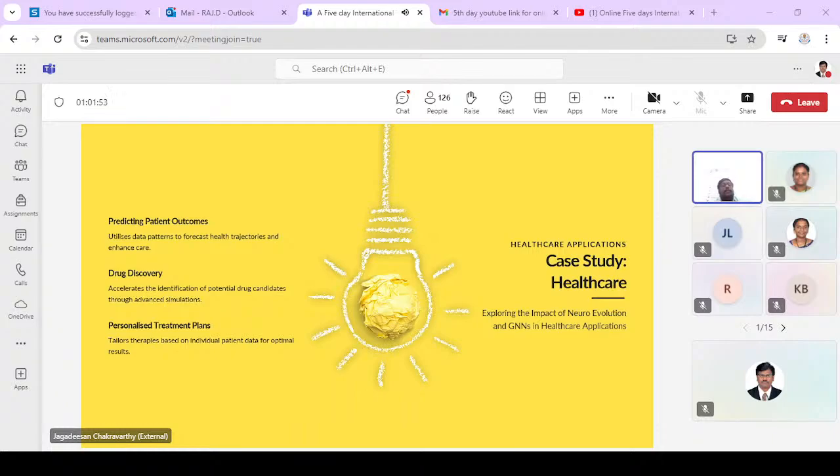Personalized treatment plans. With personalized treatment, we can take one person, find what is there in his body, and give a special type of treatment to that person, so we call it tailored therapies based on individual patient data for optimal results. So you just see, this is in the case of healthcare. You go for neuroevolution, GNNs combination working a lot.